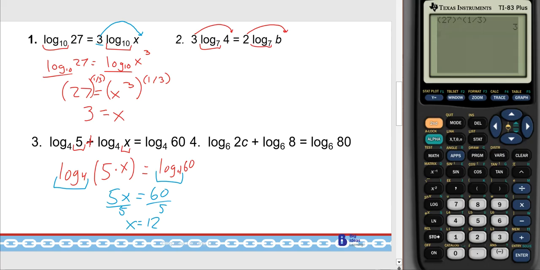Okay, and number 4, it's going to go similarly. You're going to use that product property because we have that addition there.